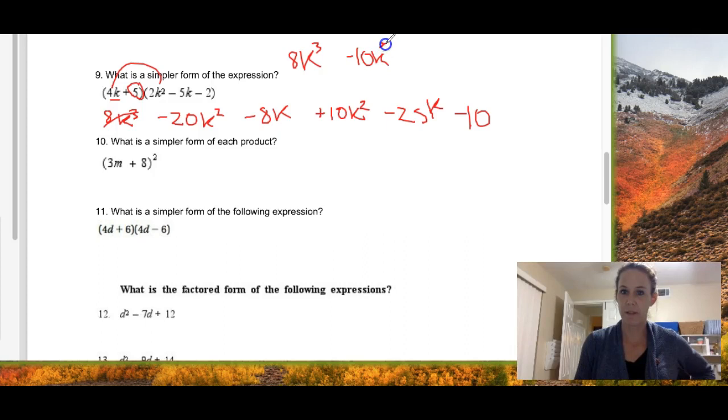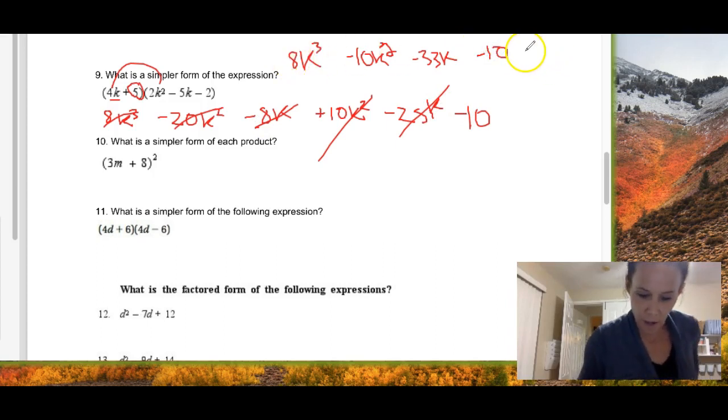That's how I like to think of it. They're both k squares, so you've got to combine them. Okay, we did those. Now we have negative 8k's and negative 25k's. So the k's are like terms, so I'm going to add these together because they're both negative, and I'm going to make it negative 33k. Done with those, and then I'm left with just a negative 10. It's a constant, and that will be my final answer.